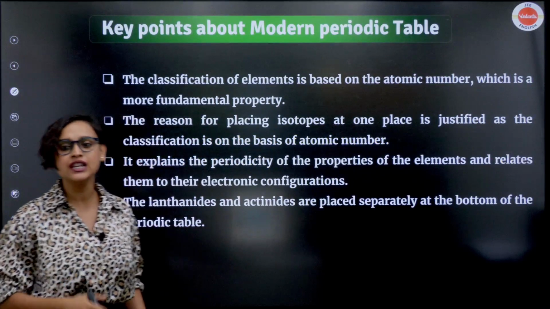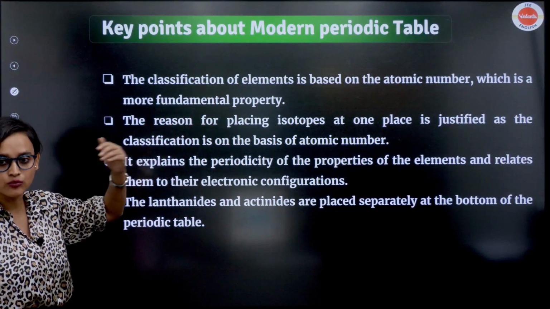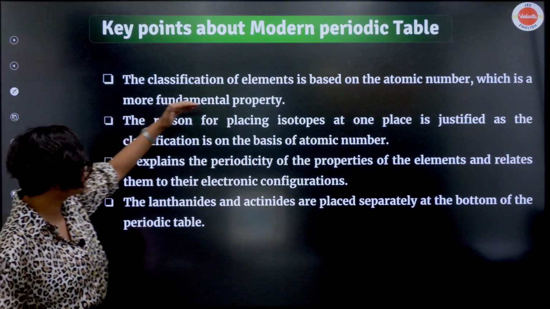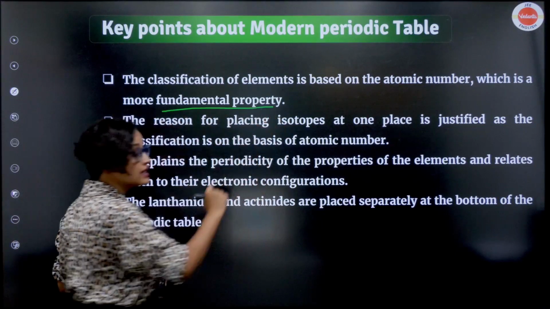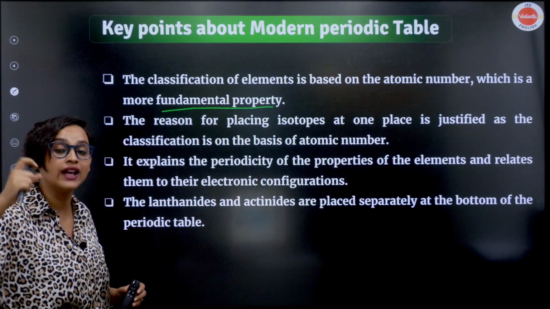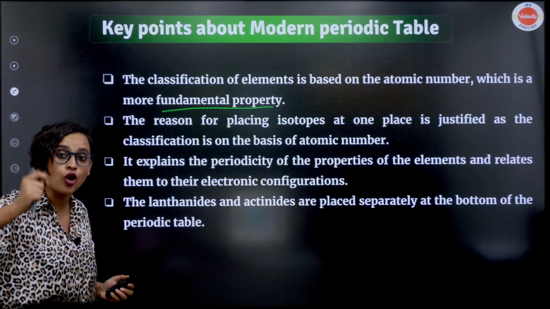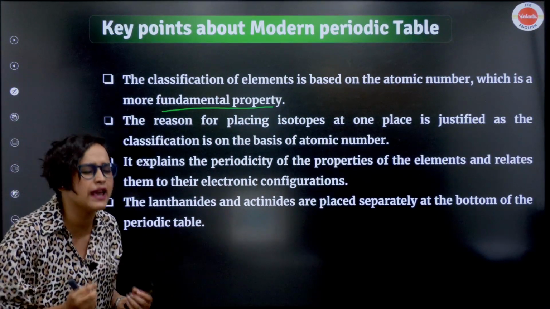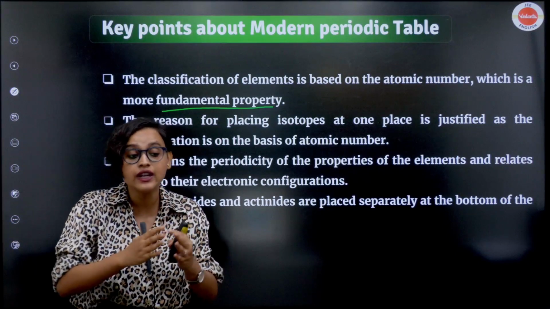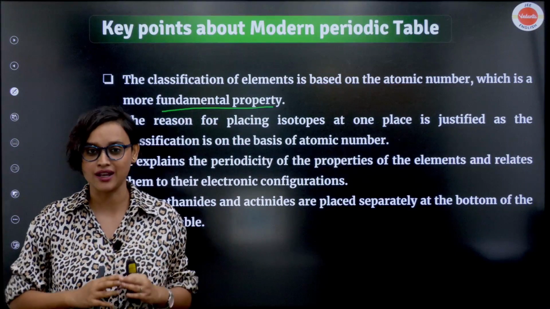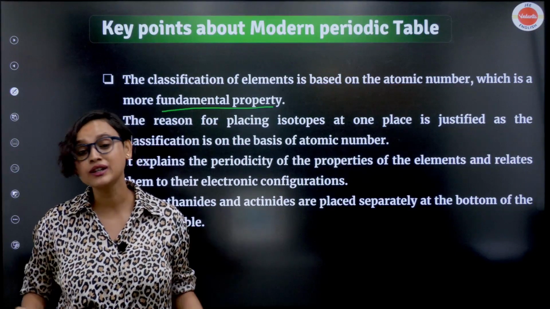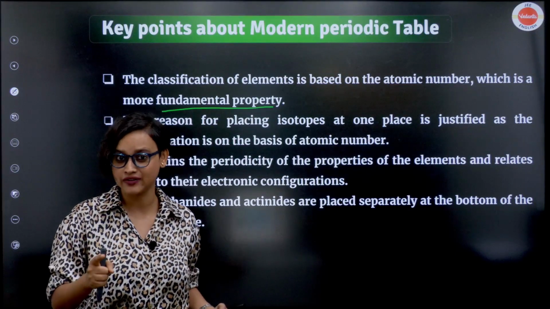Alright, so what are the key points of the modern periodic table that Moseley came up with? The classification of elements was based on atomic number, which is a more fundamental property. Understand this: atomic weight is not a very fundamental property, but atomic number is, because every element is going to have a different atomic number. Atomic mass can still be the same, like isotopes, but atomic number has to be different, right?